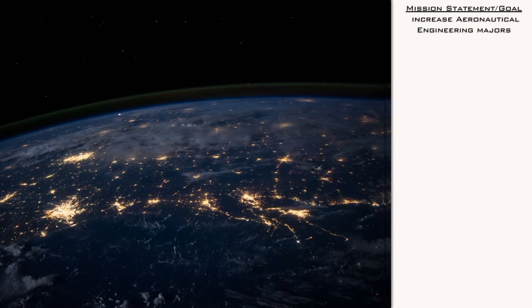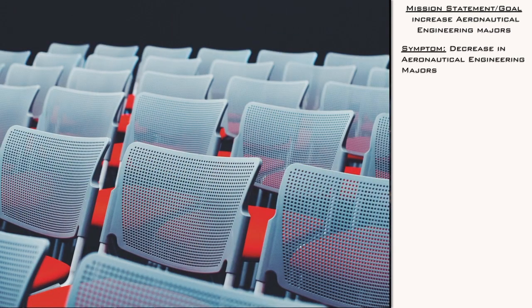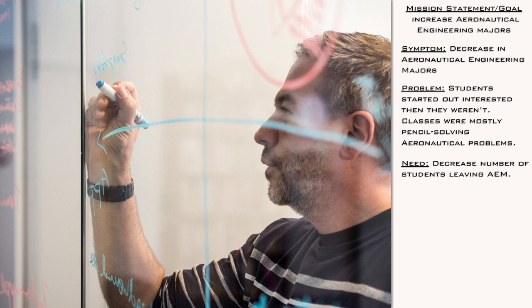White screen. All right, so imagine United States Air Force Academy. Here we are. The mission statement: increase aeronautical engineering majors. Symptom: decrease in aeronautical engineering majors. Problem: students started out interested, then they weren't. Classes were mostly pencil-solving aeronautical problems. The need: decreased number of students leaving AEM. And probably increase engagement, but there's no way to measure. We can measure the decrease in the number of the leaving students.